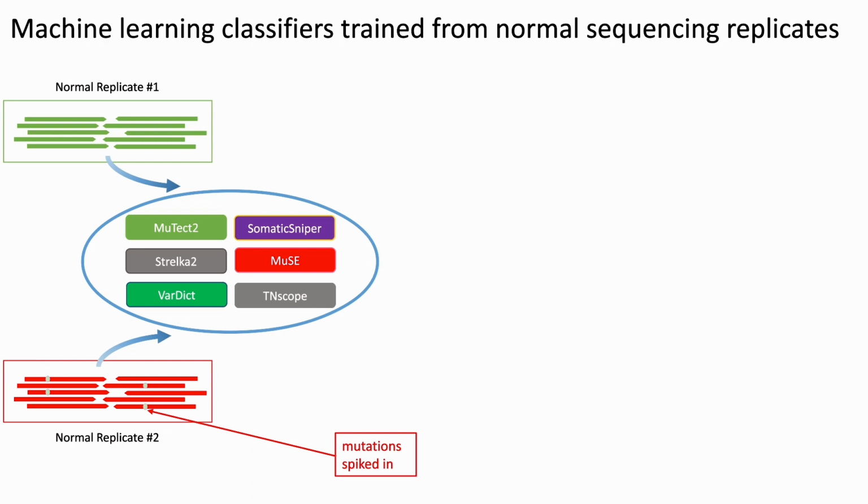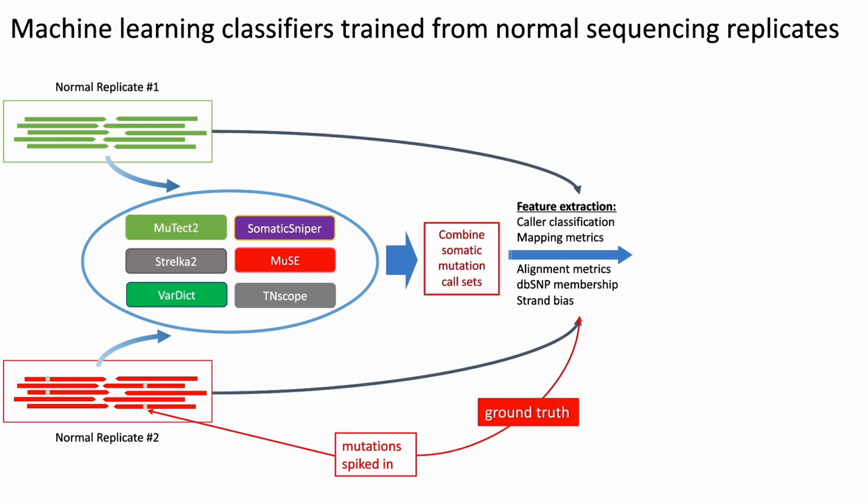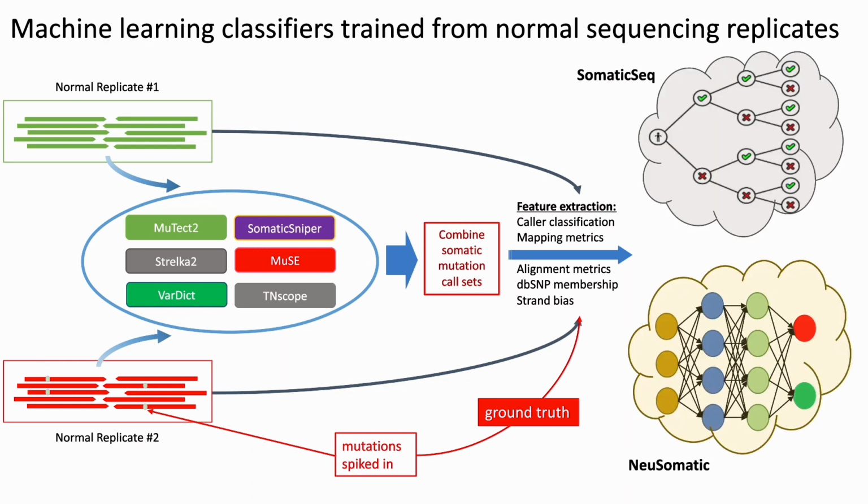We used the spiked-in mutations as the ground truth. Everything else that was called as a somatic mutation was a false positive. For SomaticSeq, we built a classifier for each sequencing platform and each sequencing center. For NeuSomatic, all training data were combined, so we had 3 NeuSomatic classifiers, 1 for each aligner.